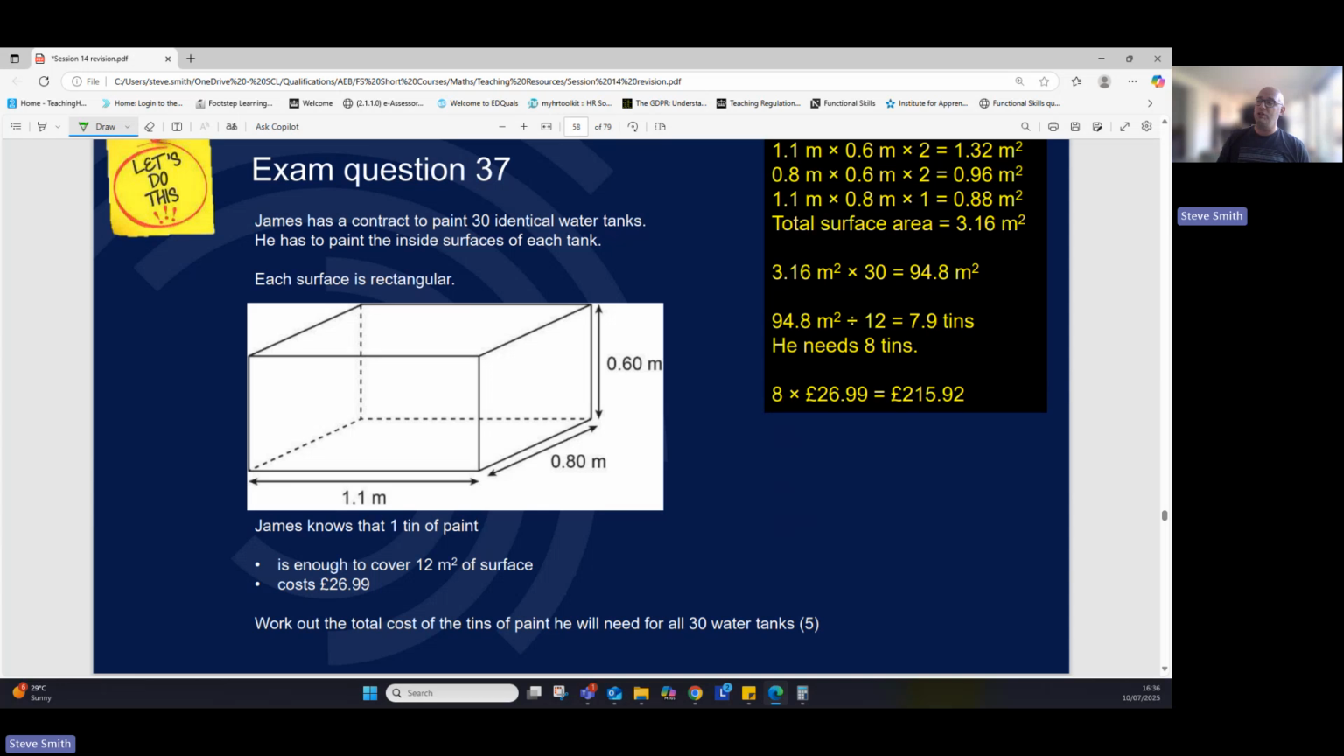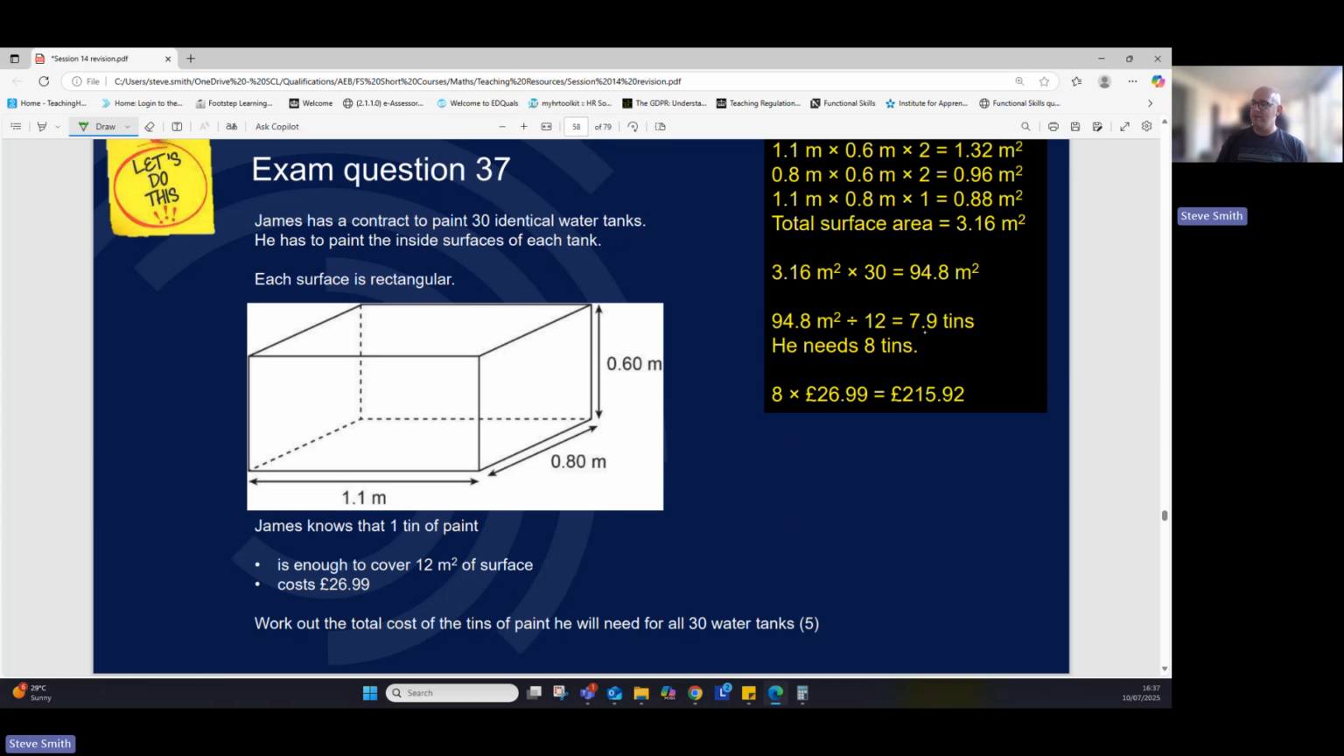So mistake number 1 on this question is, oh yeah, it's 3.16. Oh, he's got enough to cover that. Yeah, he's got more than enough paint. It's going to cost him £26. It's not, because we need 30 of them. So we're going to do 30 times each 1 tank, which gives us a total of 94.8 meters squared of paint we need. And we know that each tin of paint covers 12 meters. So we're going to divide our 94.8 by 12 to give us 7.9. Obviously, the shops have got it all worked out.